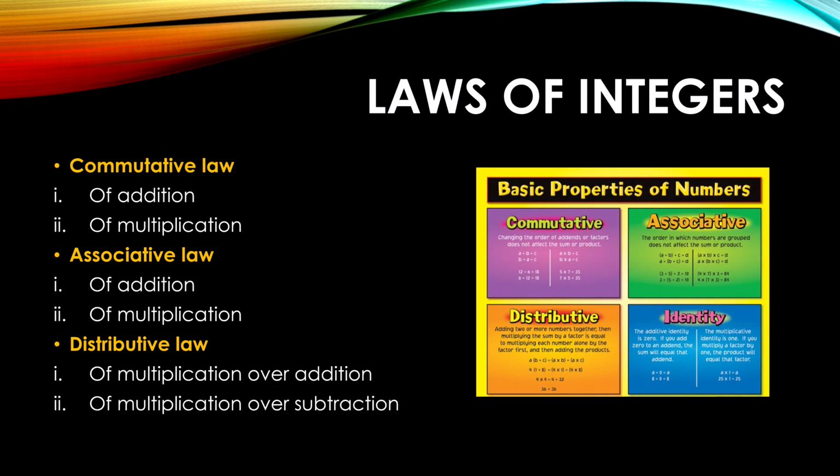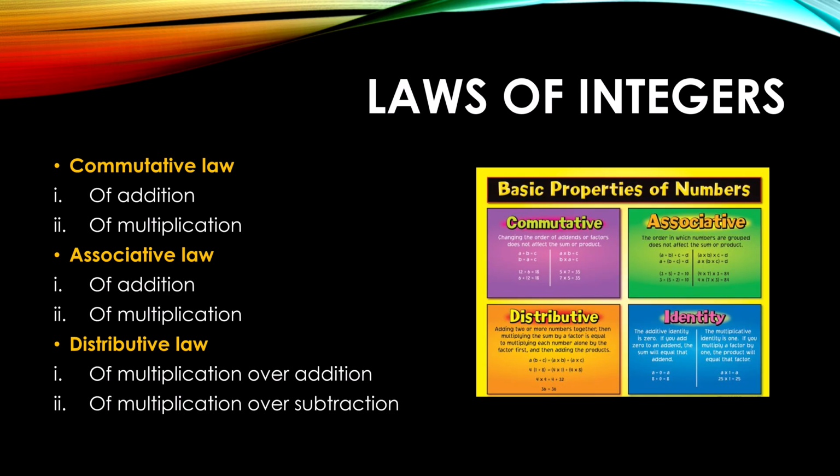The next is the associative law. It is another fundamental property in mathematics and it applies to both addition and multiplication of integers. The main idea behind the associative law is that the way you group numbers when adding or multiplying does not change the result as long as the numbers themselves stay the same.